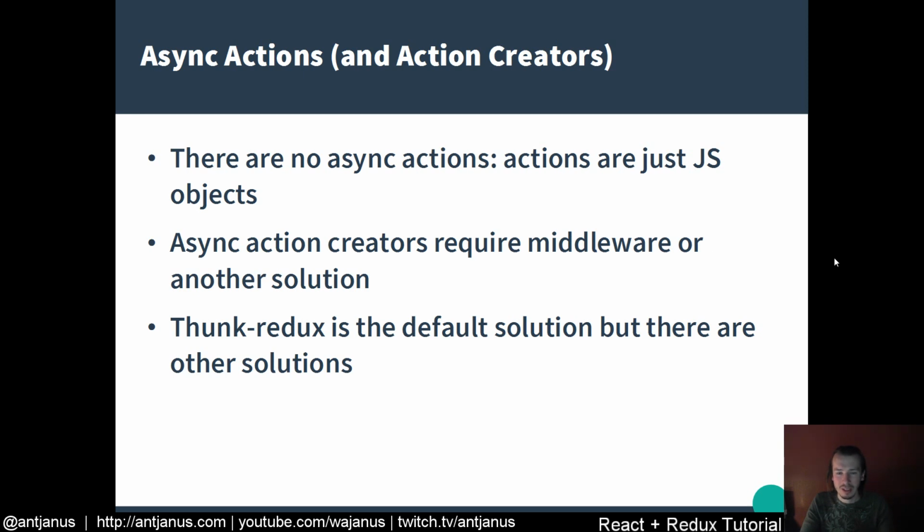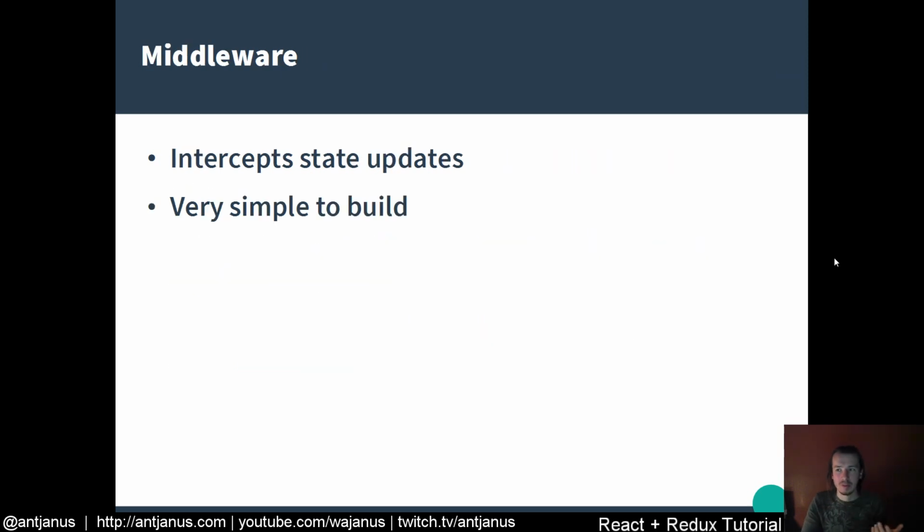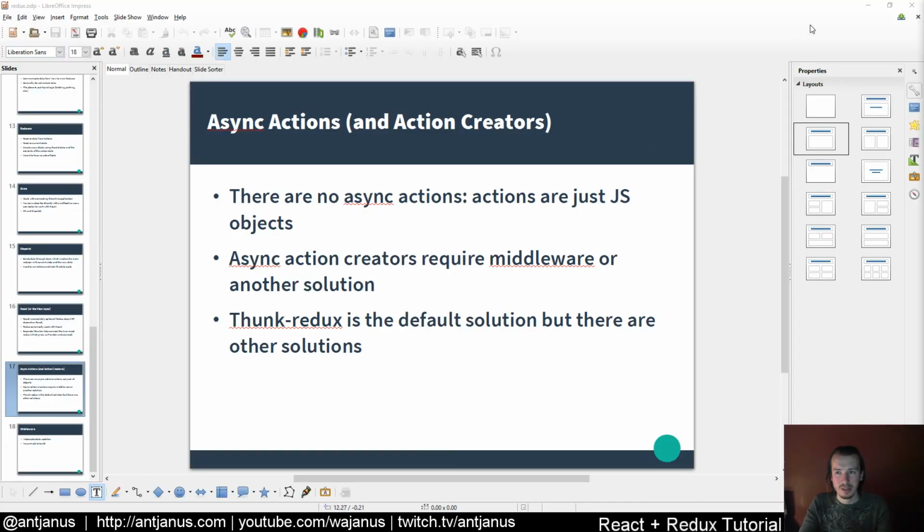The next thing that we're going to be covering is middleware. Middleware is basically a JavaScript function that intercepts state updates and allows you to do any kind of side effect, and they're very simple to build. We're going to be building a custom middleware that allows us to tell the application if we're logged in or not. Actually, now that I think about it, you can't update the state, but you can read it and do any kind of side effect that you cannot usually have in a reducer. So let's get to this.